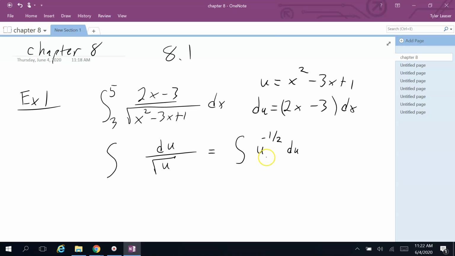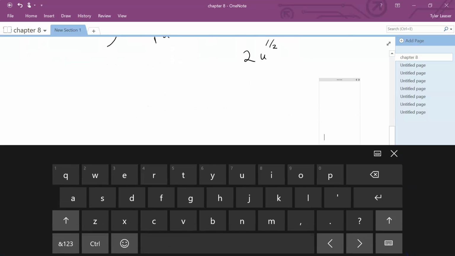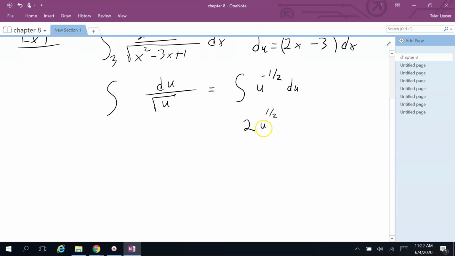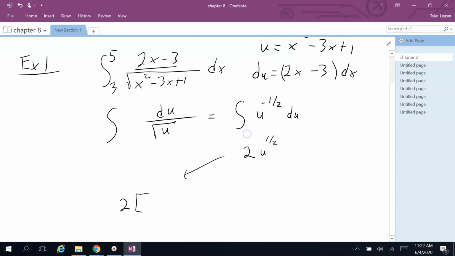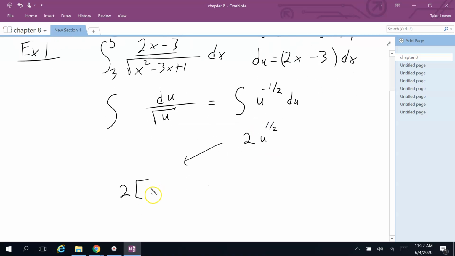This we can find the antiderivative of. We raise the exponent up by 1 and then divide. Negative 1/2 is going to go up to positive 1/2, and dividing by 1/2 is the same thing as multiplying by 2. So this would have antiderivative 2u to the 1/2, and then we would just substitute back in my u here. So instead of 2u to the 1/2, this is going to become 2, the substitution here, x squared minus 3x plus 1.